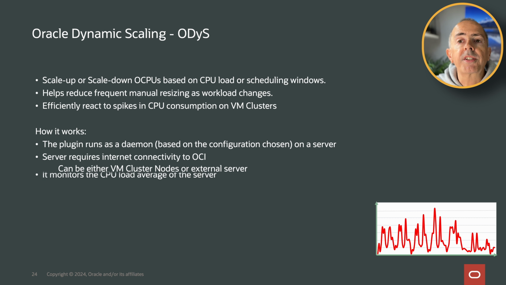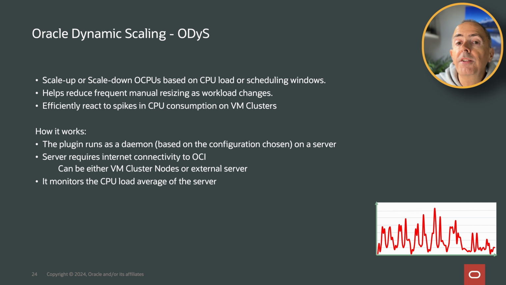The way it works is there's a plugin that runs as a daemon, and you have a choice as to where you want to configure that. The server it runs on requires internet connectivity back to OCI because it needs to use the REST API calls. This server can be either one of the VM cluster nodes or an external server. It will monitor the CPU load on the DB servers, and we provide a standard CPU load tool to measure that. Or you can write your own tool if you have a different way of measuring things.